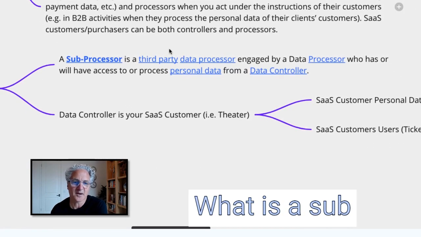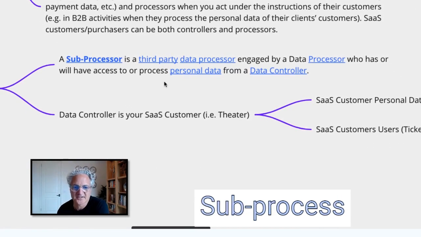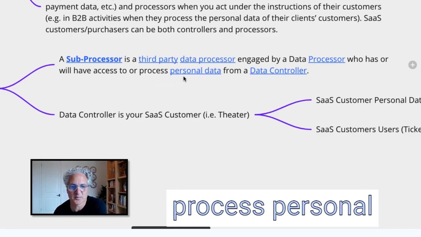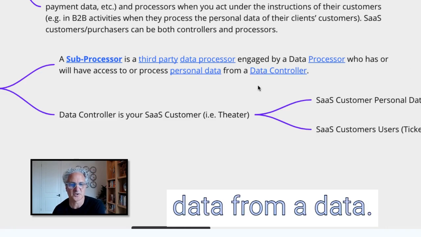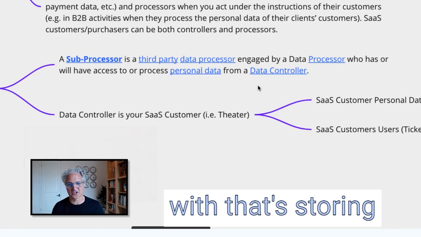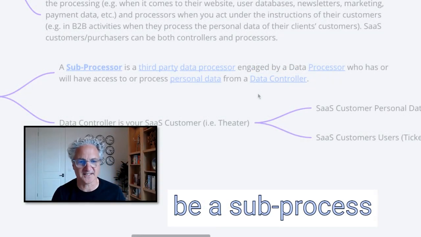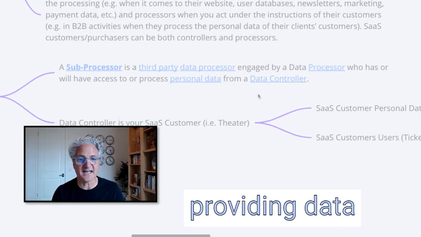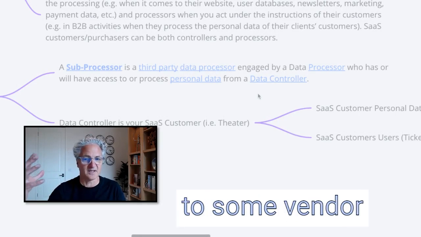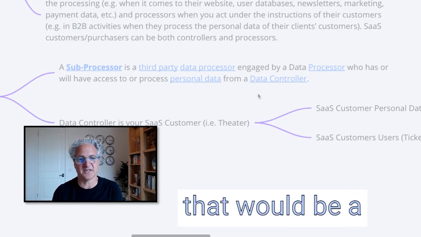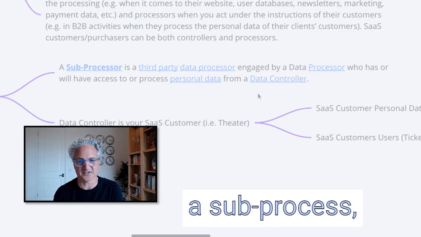What is a sub-processor? A sub-processor is a third-party data processor engaged by the data processor who will have access to or process personal data from a data controller. To the extent that we have a vendor that we're working with that's storing data, they would be a sub-processor. To the extent that we are providing data to some vendor to be able to provide support on our system, that would be potentially a sub-processor.